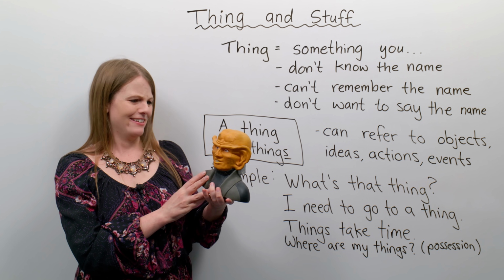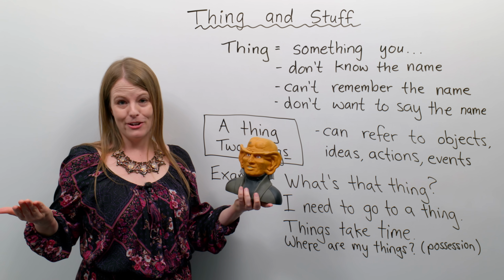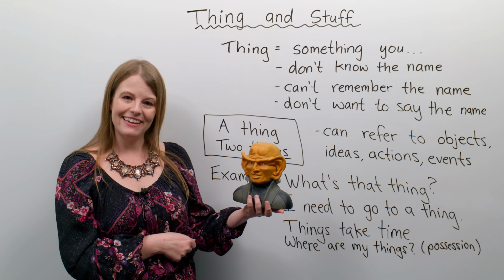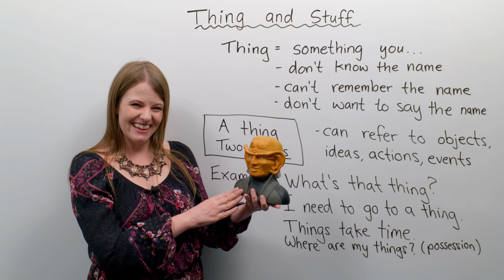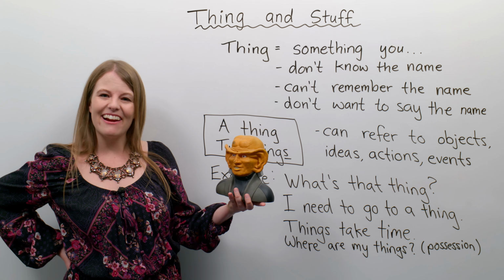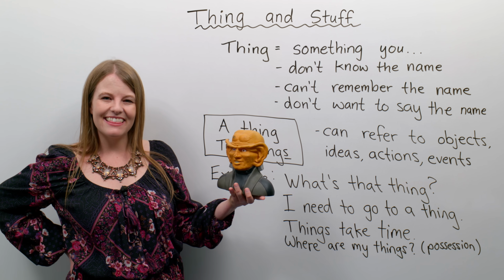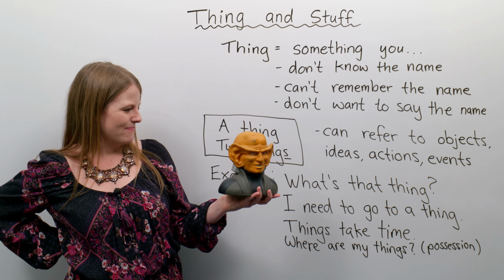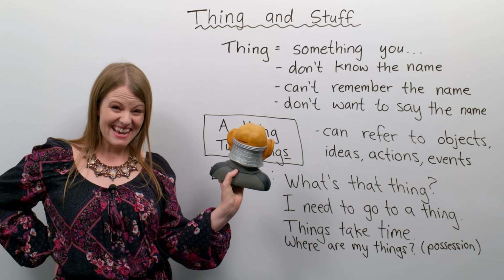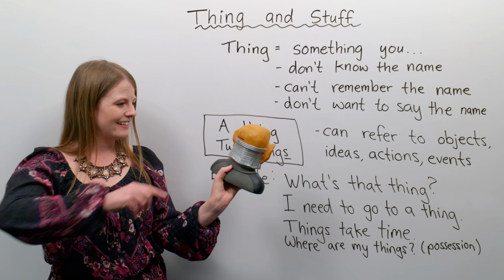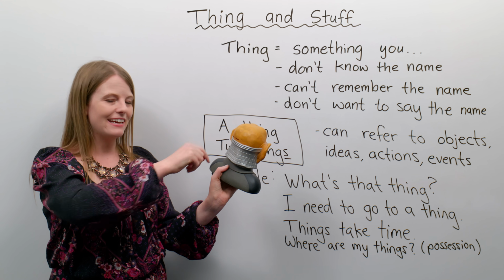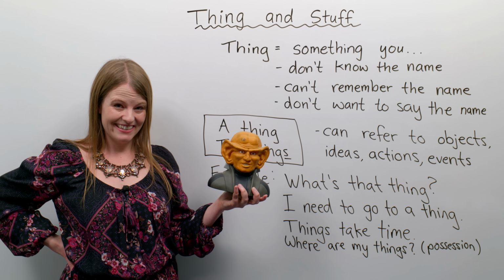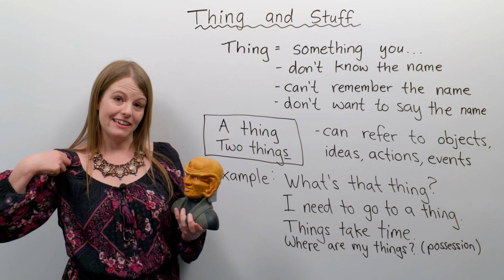I have here something. It's a thing. I don't know what it is. I can say, what's this thing? Or what's that thing? This thing is a little scary. I think this thing is from Star Trek. This thing is a bank. I see there's a slot here to put money in. Does anyone know what this thing is? So that's how we can use the word thing.